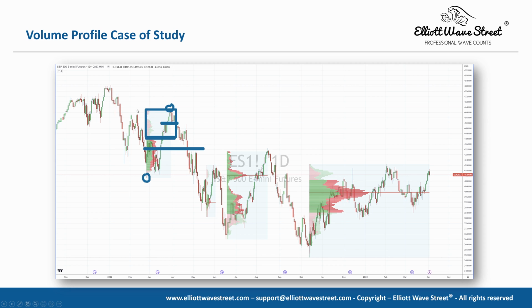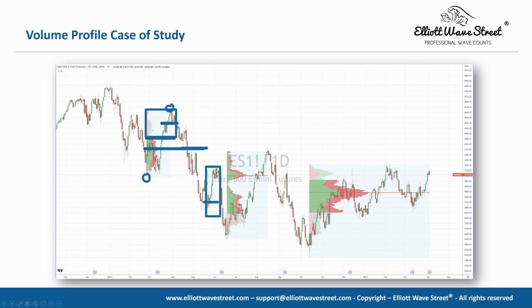I can add other tools to my narrative. But I can't go long because I know that sooner than later, the price is moving back to the point of control. So this is a selling area. The price moves back to the point of control, drops. Here creates another corrective leg. Here is the point of control.